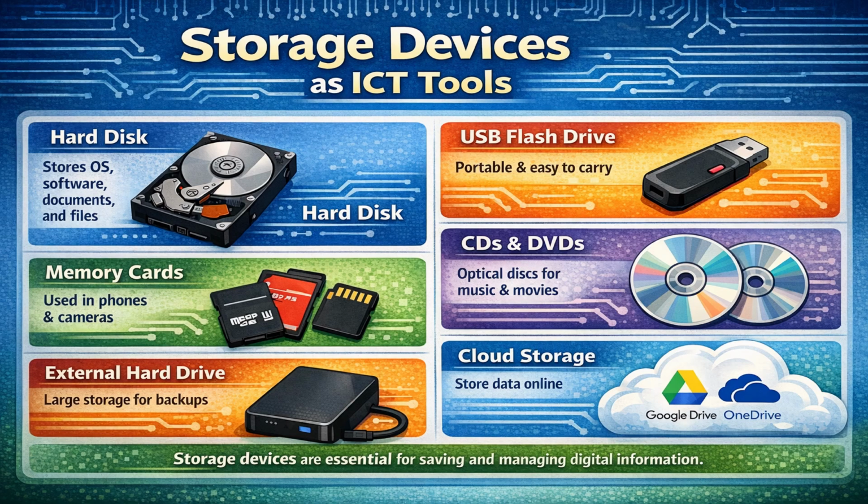One of the most important storage devices is the hard disk. It is found inside the computer and is used to store the operating system, software, documents, photos and videos. Another popular storage device is the USB flash drive, also known as a pen drive. It is small, portable and easy to use.